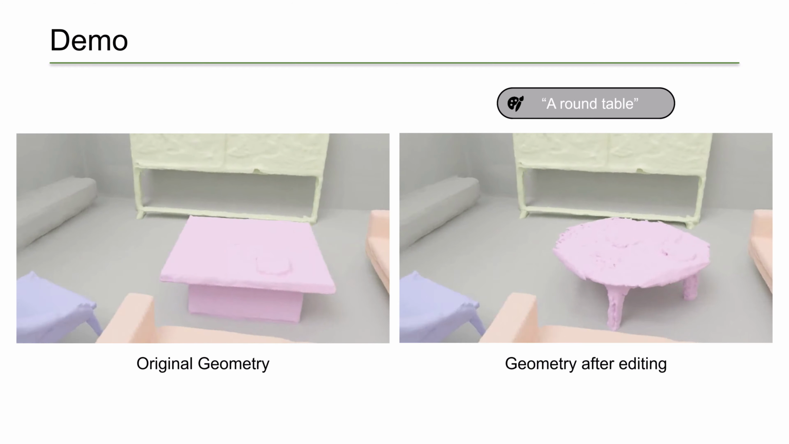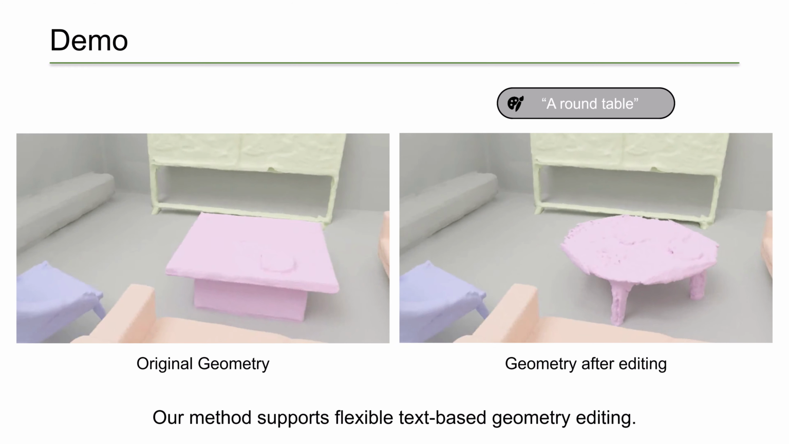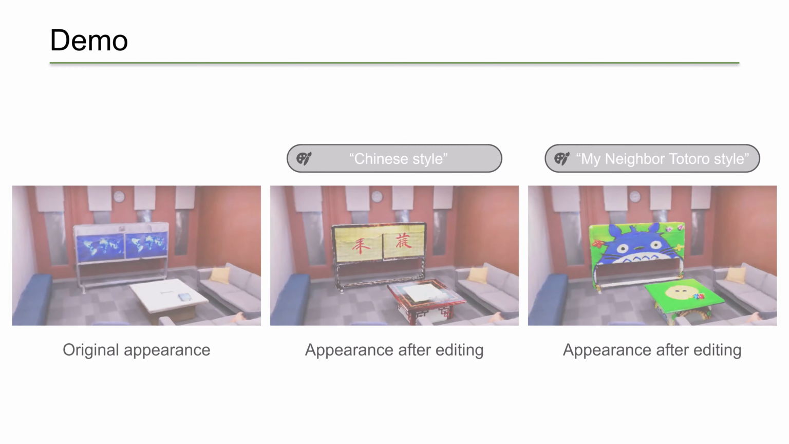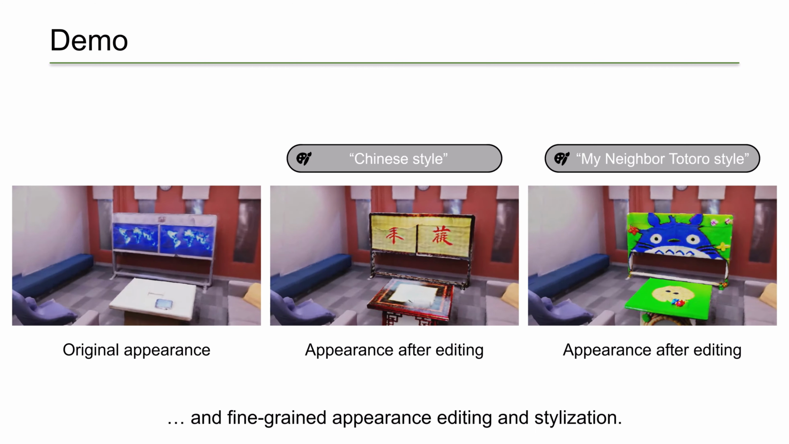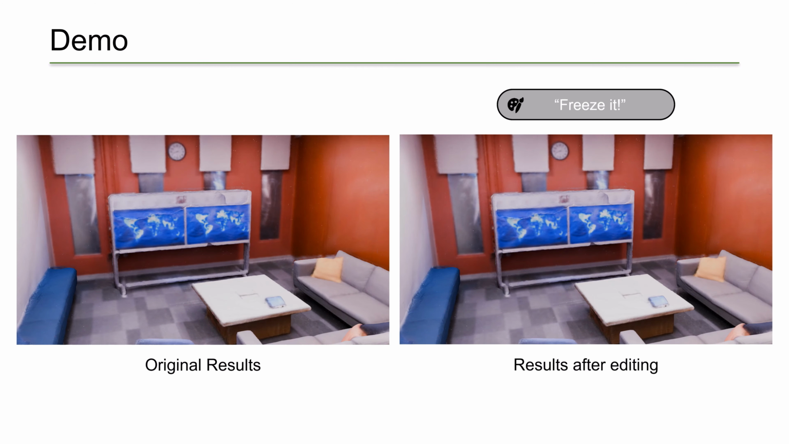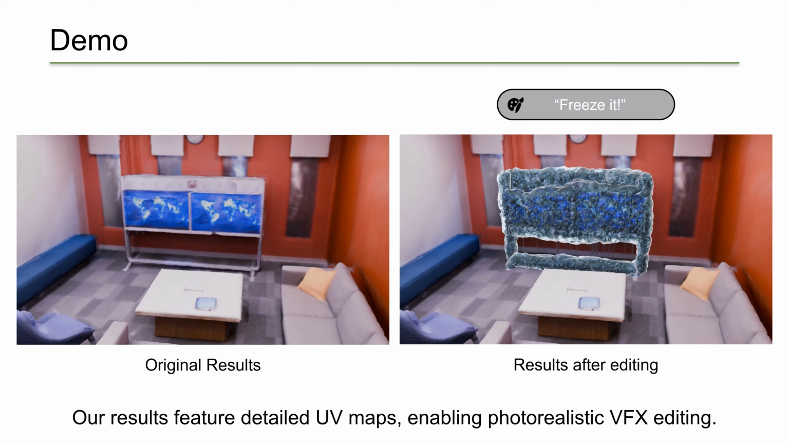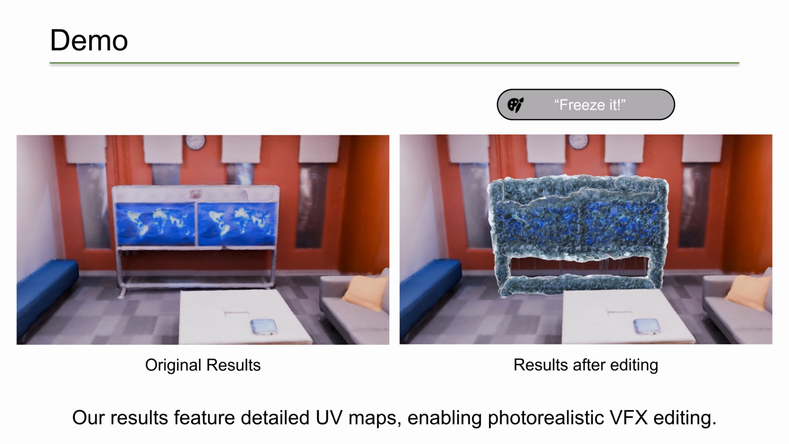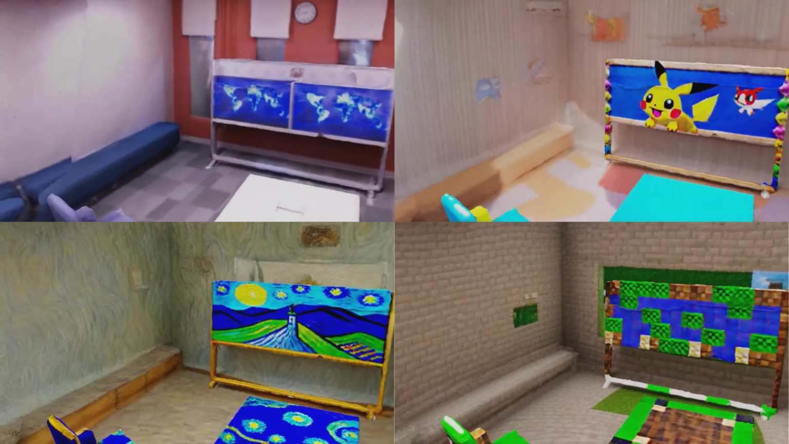Through SDS optimization, our method supports flexible text-based geometry and appearance editing, as well as scene stylization. Our method also produces decomposed object meshes with detailed UV maps, enabling photorealistic rendering and VFX editing in common 3D software, thereby supporting various downstream applications.